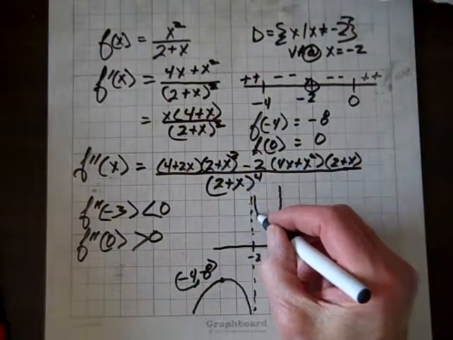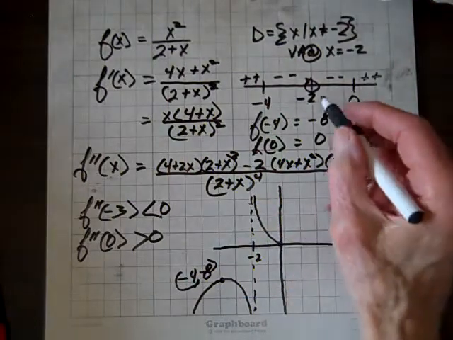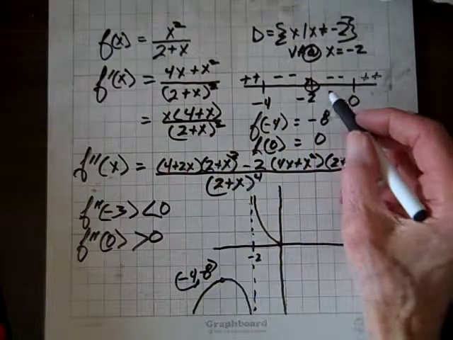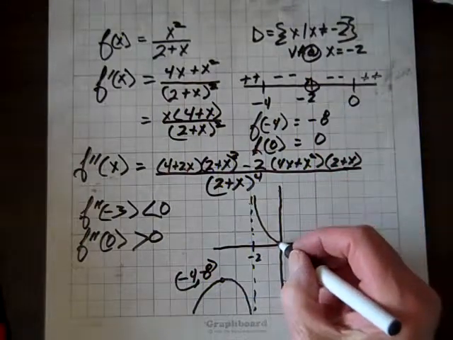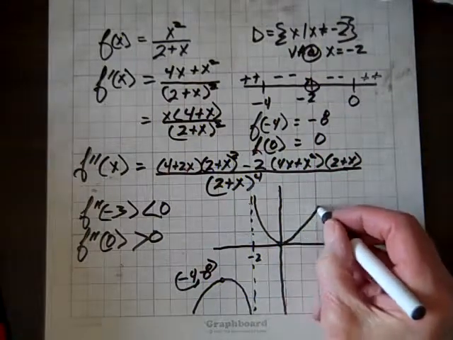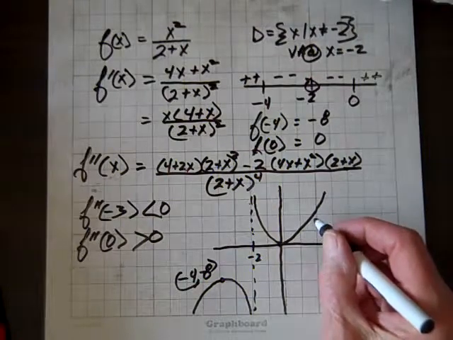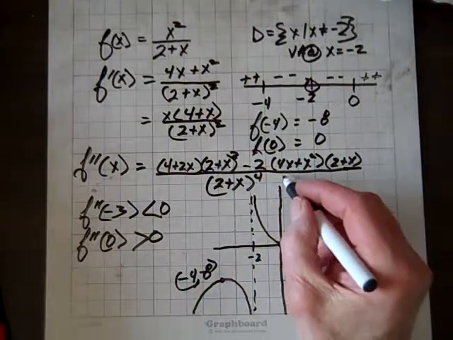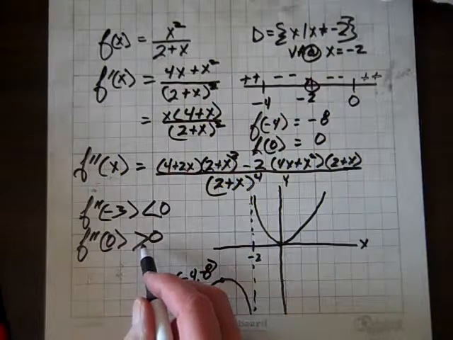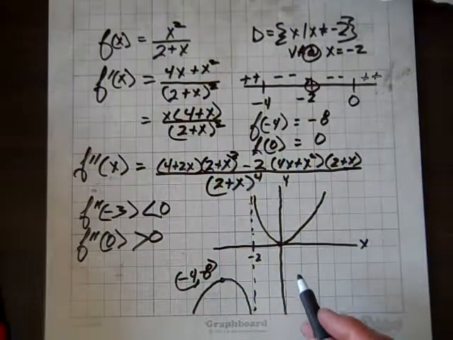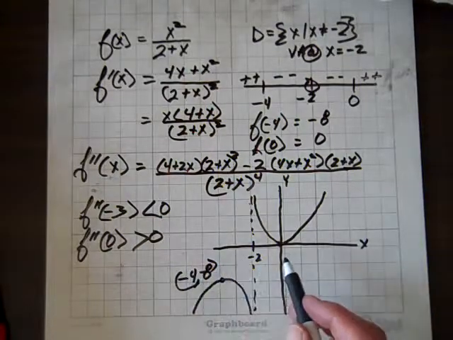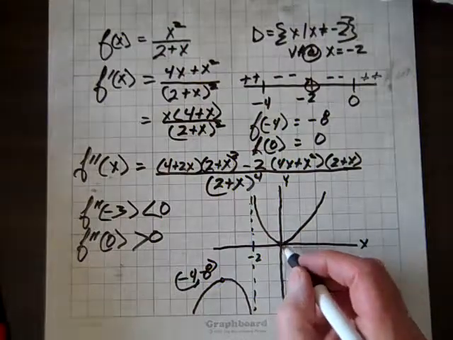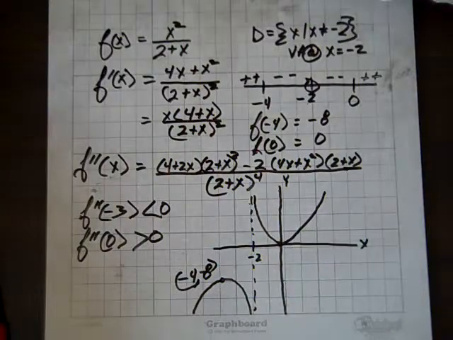Now let's graph. Now notice from negative 2 to 0 we've got a negative slope, and when you get past 0 you've got a positive slope, and the concavity is greater than 0. So the second derivative verified what we just did, and of course this point here is 0, 0, so we're done.